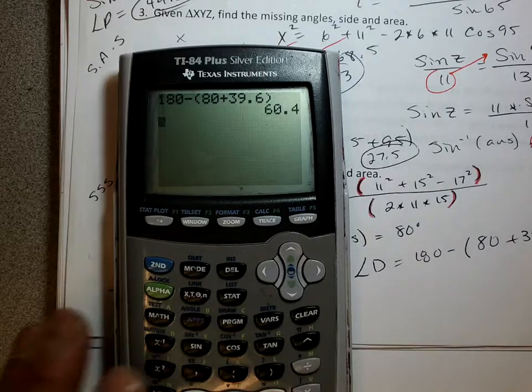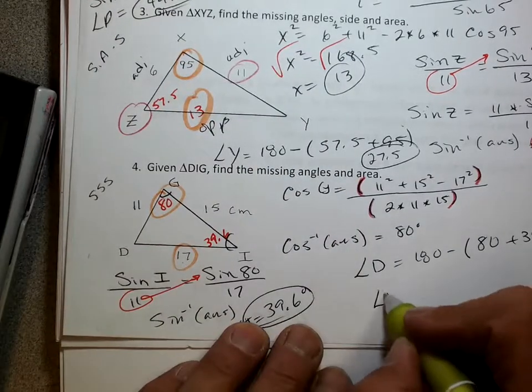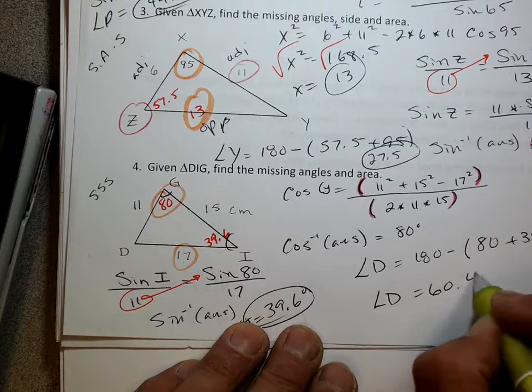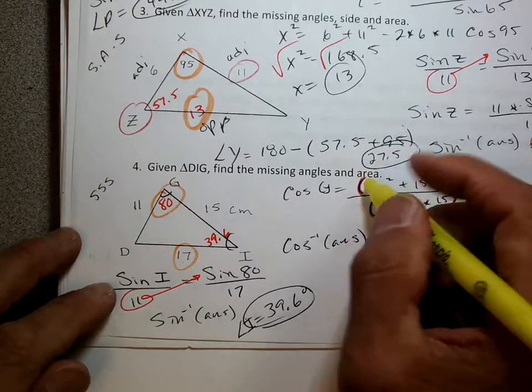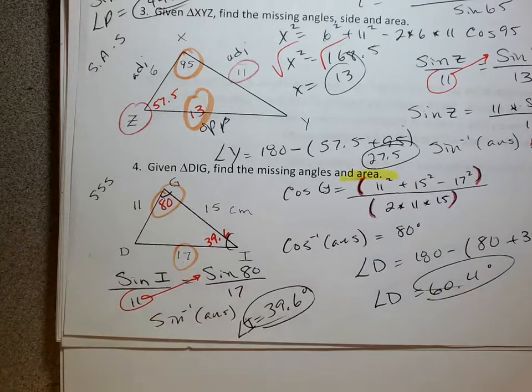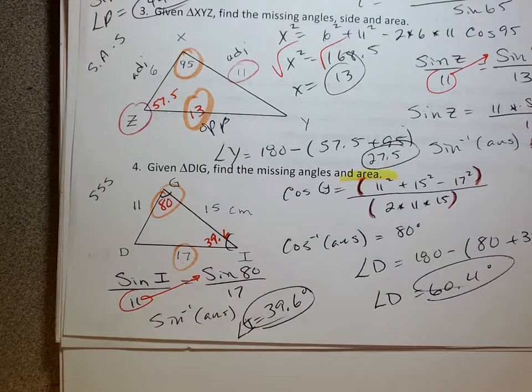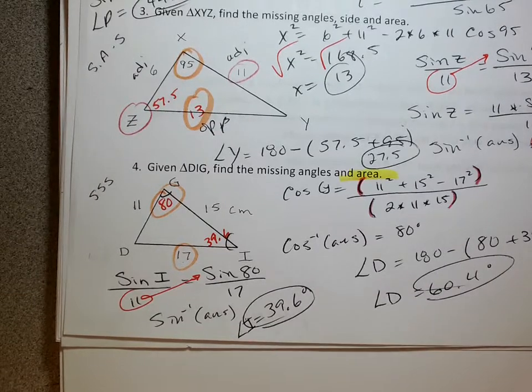So I get an answer of about 60.4 for angle D. Now there's one more thing we've got to do on this one, and that's find the area. Now, Claire, there are 2 ways to find area. You could use Heron's formula. I'm not, because I think it's easier to use the area formula we've got up here, right? That's the one I'm going to use.